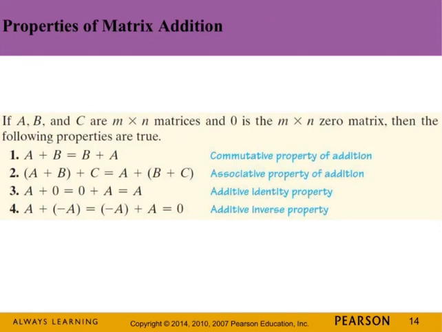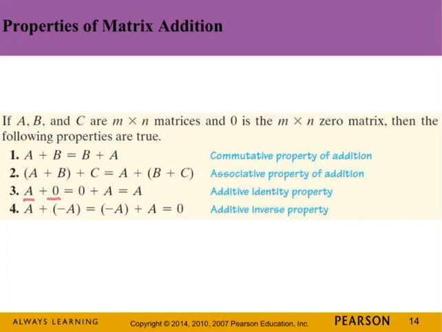So if A, B, and C are n by n matrices and 0 is the n by n zero matrix, then the following properties are true. Matrix addition is commutative, so A plus B is the same as B plus A. We can reverse the order and preserve equality. We can also change the grouping: A plus B plus C is the same as A plus B plus C regrouped. In other words, we can regroup it and preserve equality.